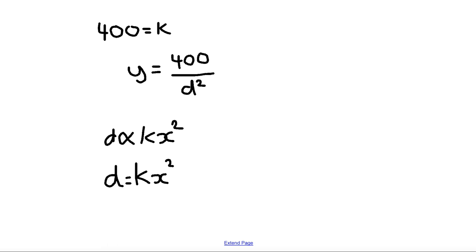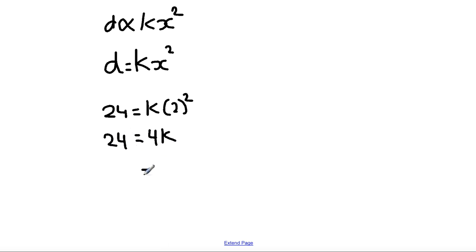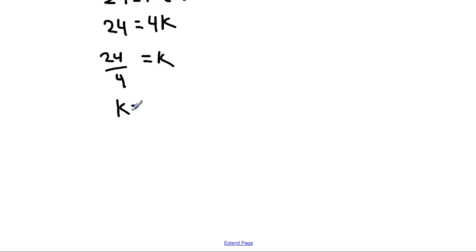Given that we have the values of x and d, we can find the value of k. So the value of d is 24 equals k, the value of x is 2, so 2 squared. 2 squared is 4, so 4k on this side and 24 on this side. To make k the subject, I'm going to divide both sides by 4, so we have 24 divided by 4 equals 6, therefore k is equal to 6. So essentially what we have is d equals 6x squared.